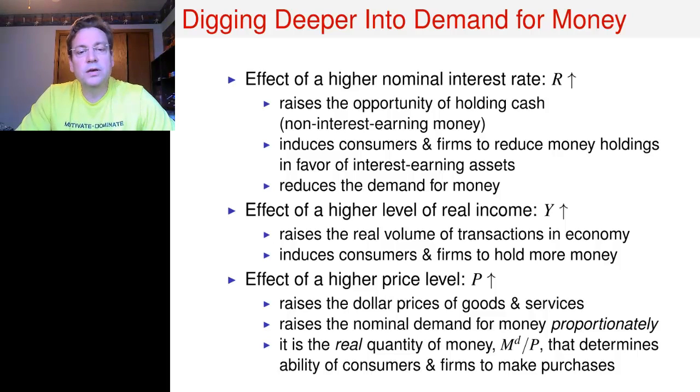What's the effect of higher income? A higher level of income raises the real volume of transactions in the economy. Consumers and firms want to hold more money. And what's the effect of a higher price level? Well, that raises the dollar price of all goods and services, so it increases the nominal demand for money proportionately. But remember that it's the real demand for money, MD over P, that determines the quantity of goods that firms and consumers can buy.